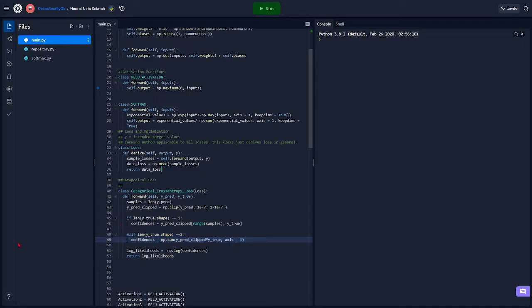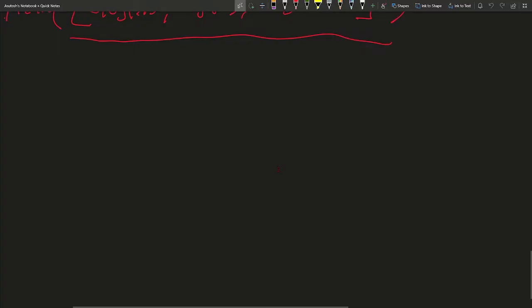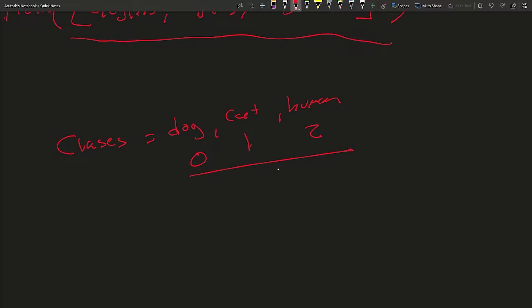There's also another way for you to do it. Instead of using a 2D vector for multiple batches of inputs, you still only use a 1D vector. So what would that look like, right? Let's say your classes again are dog, cat, and human, in which dog is 0, cat is 1, and human is 2. So you have 3 classes.